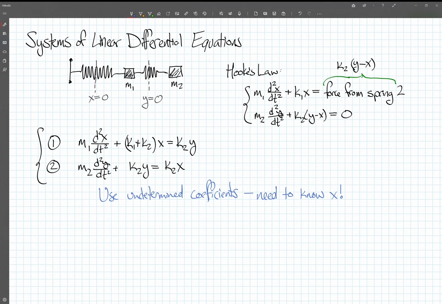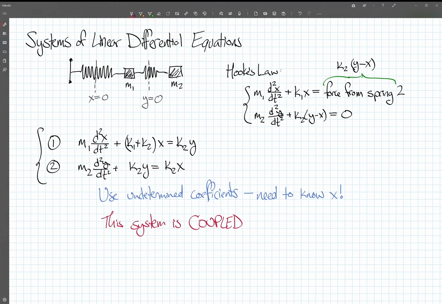So let's go to the equation for x, equation 1, and see if we can solve it. Again, there's no problem to attempt to use undetermined coefficients, but then the right-hand side is k2y, and we don't know what y is either. So in order to find x, we need to know y. In order to find y, we need to know x. We're just going to keep going around in a circle and never get anywhere.